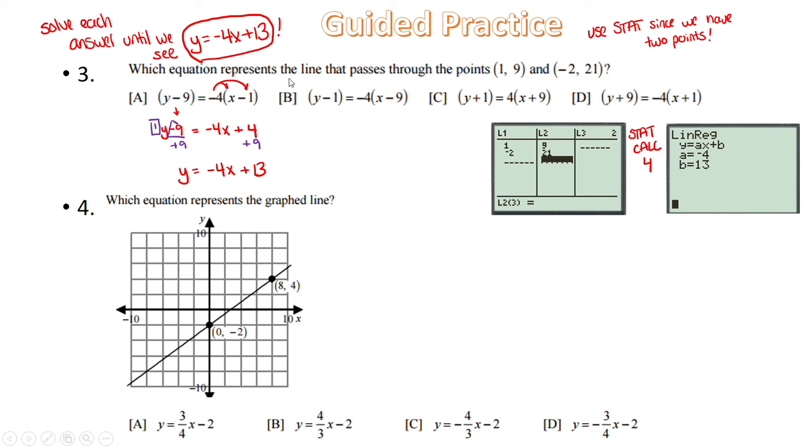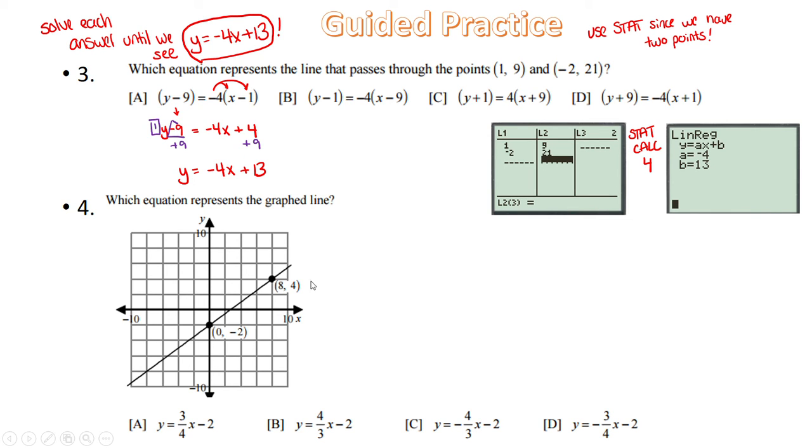Now that's exactly what I'm trying to get to. So I don't need to keep going. But if this wasn't an exact match, then I would need to keep going till I find an exact match to what was in my stat key. Okay? All right, number 4.